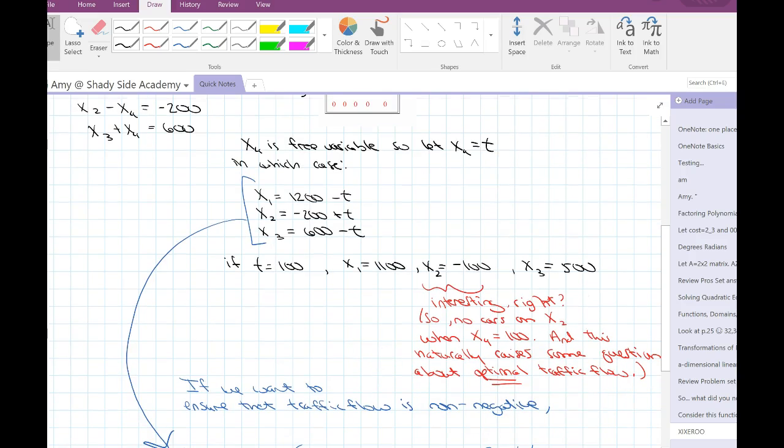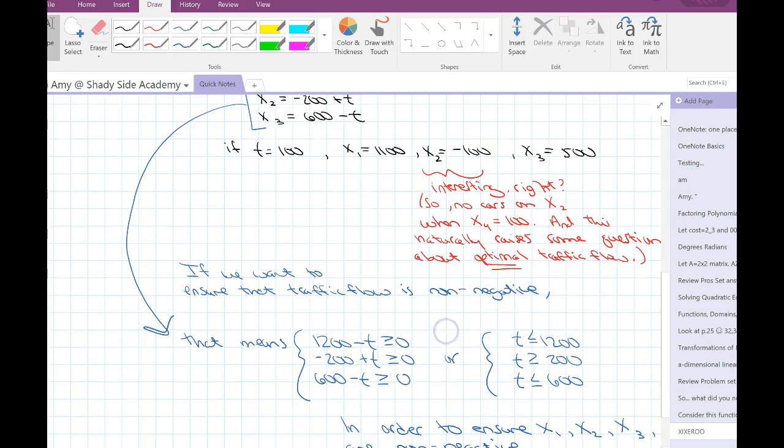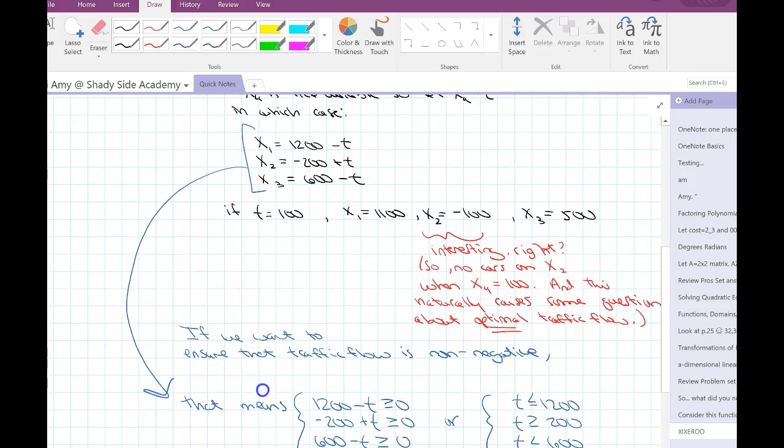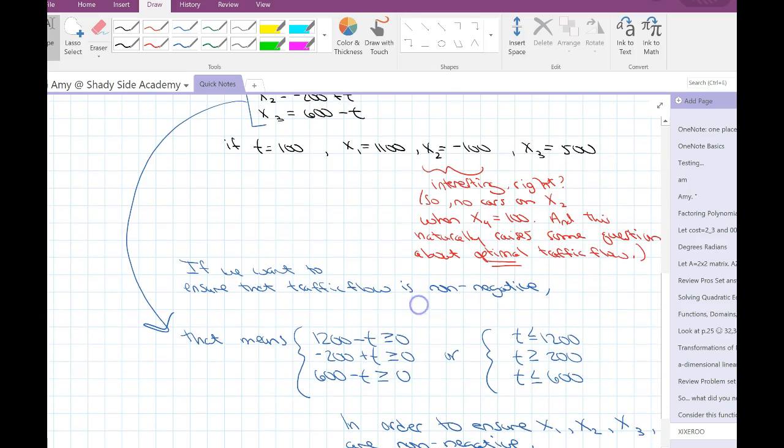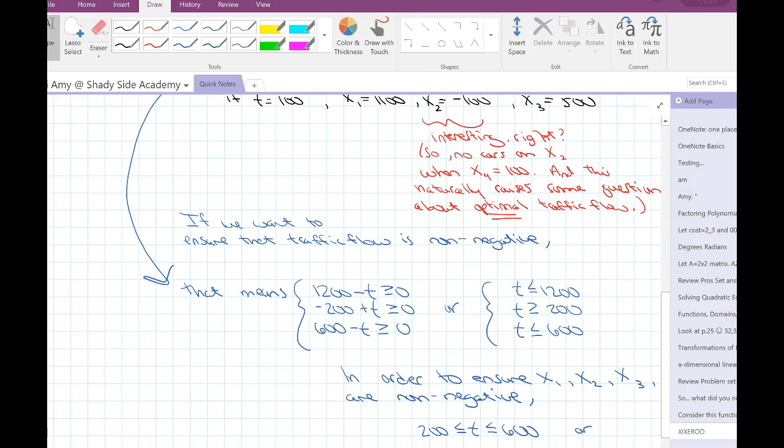Okay, so this is the question that I think it was Oliver too. Yeah, Oliver, you had, if we want to ensure that traffic flow is non-negative, what did we do? Well, that means, what I did here, Oliver, do you see that? That means we want x1, x2, and x3, which are these 3 expressions, to be non-negative, bigger than or equal to 0. And just solving these 3 inequalities for t, we see that for all the roadways to at least be non-negative, t must be less than or equal to 0, and greater than or equal to 200, and less than or equal to 600.